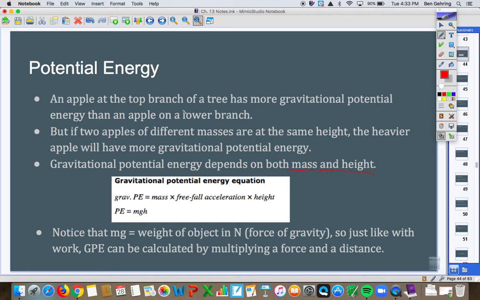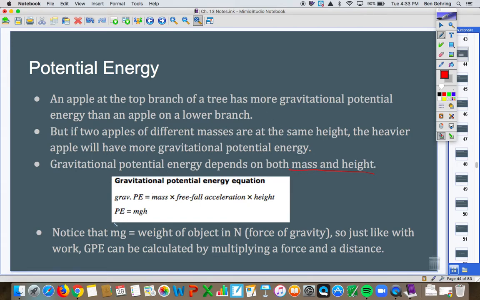between those two objects. So an apple at the top branch of a tree has more gravitational potential energy than an apple on a lower branch because it's farther from the earth. But if two apples of different masses are the same height, the heavier one has more energy because it's heavier.